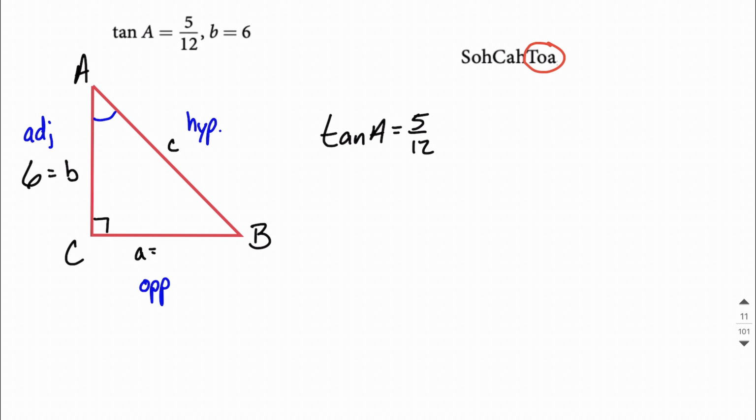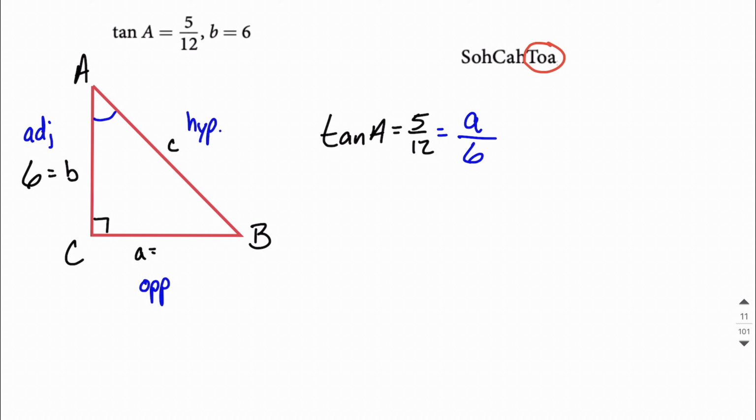But how we can use tangent of A equals 5 over 12 is we can set this up into an equation. We can say that's going to be the opposite, in our case A, over the adjacent, in our case B, but we know that B has to equal 6 based on the triangle. 6 is the actual side length in the triangle. 5 over 12 is just a ratio. All right, so be careful with that.